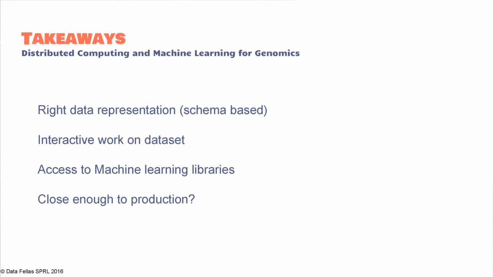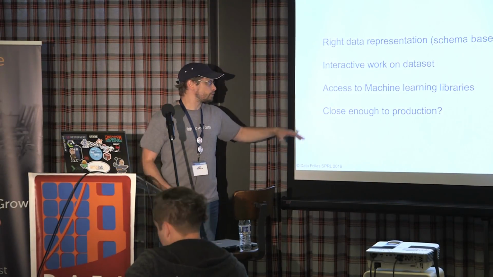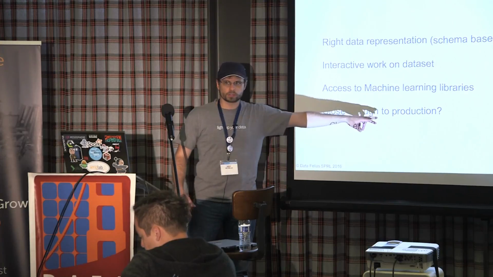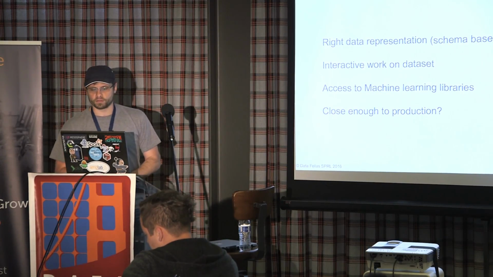Some takeaways: write data with a schema, if possible. Work interactively, and prepare a big infrastructure for that. Good machine learning libraries that you want to use right now, and being close to production, are very important so that you can deploy your work as a service efficiently.